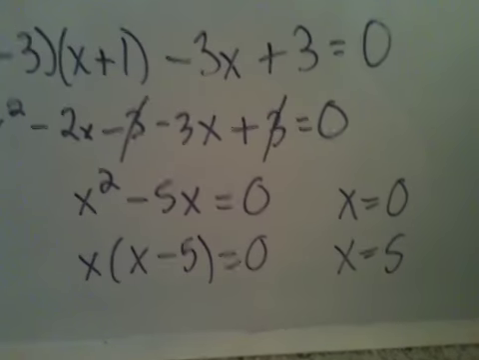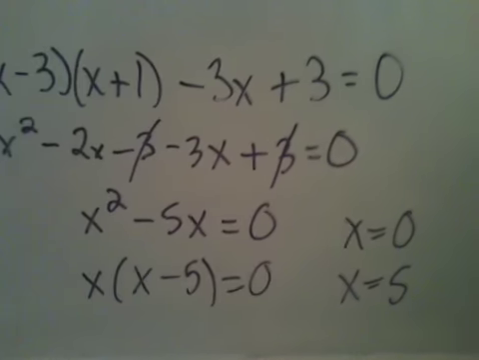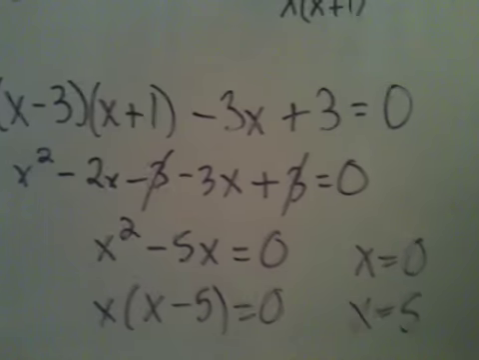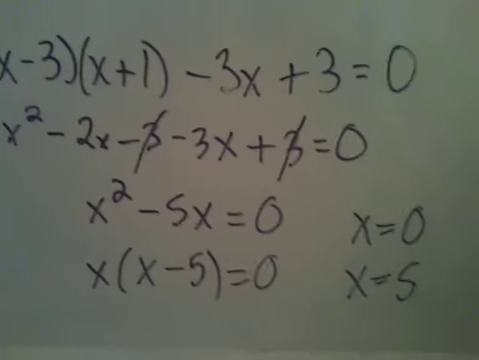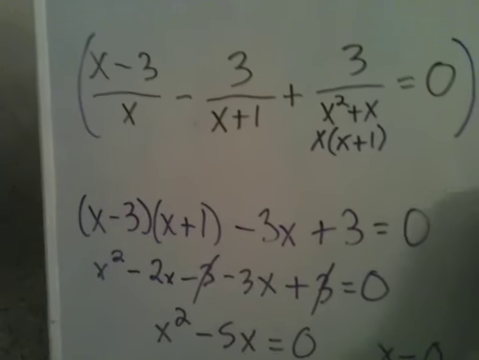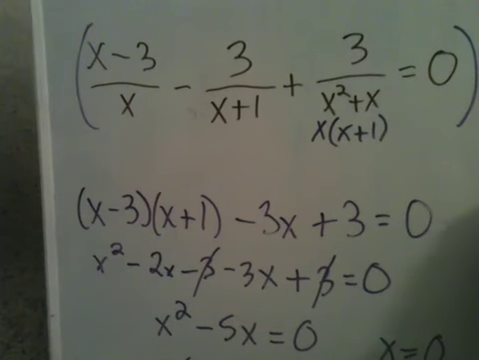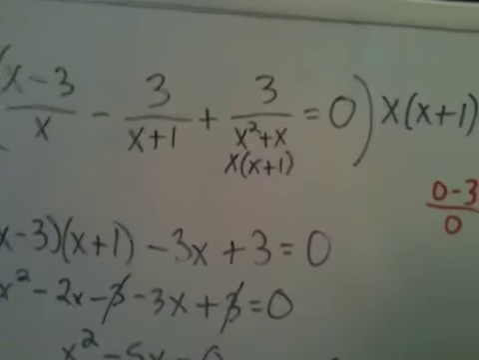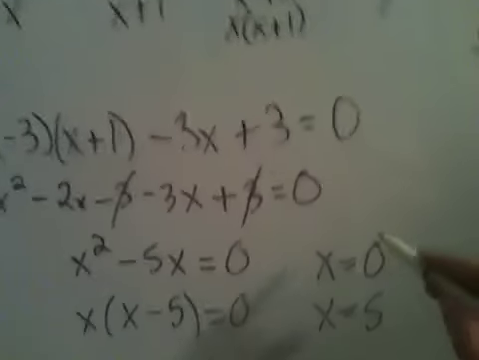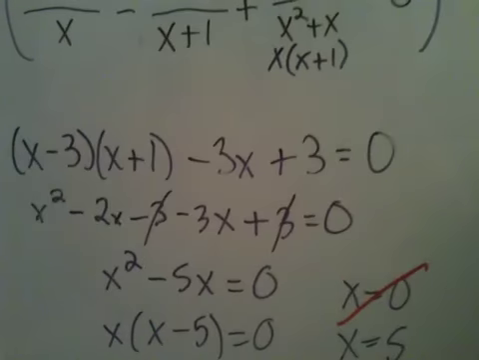So all we have to do now is check to see if any of those solutions are extraneous. Alright, so we're going to plug it back into our original equation. If I plug in 0, I get 0 minus 3 over 0. Oh no, I'm dividing by 0. That's impossible. So apparently 0 is not really a solution.